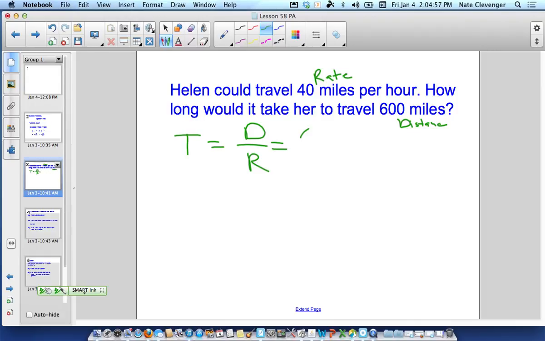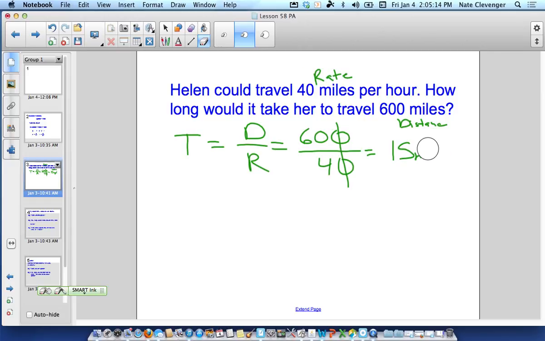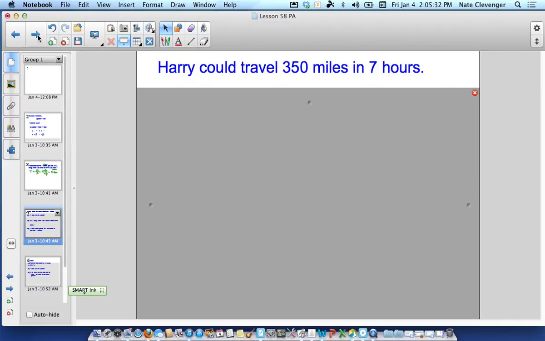So I'm going to plug in the 600 for my distance, and my rate is 40. Then I'm going to reduce. 60 divided by 4 is 15 miles per, oh, not 15 miles per hour, because I'm looking for how long. 15 hours. That's how long it would take to travel 600 miles at 40 miles per hour. That would be a long car ride.